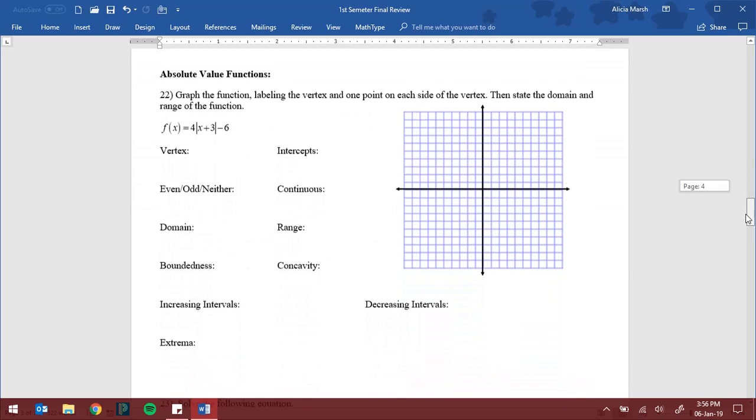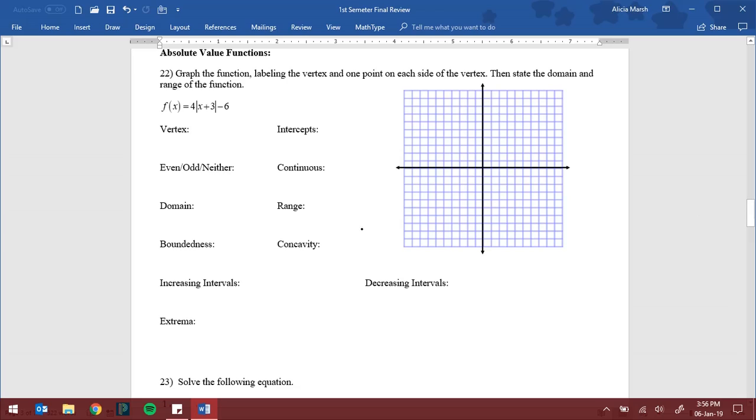So moving on to absolute value functions. Okay, so first thing we have to remember, how does this transform? Well, we have a vertical stretch of 4, left 3, and down 6. Okay, now I need to remember, what does that mean for my translated graph?